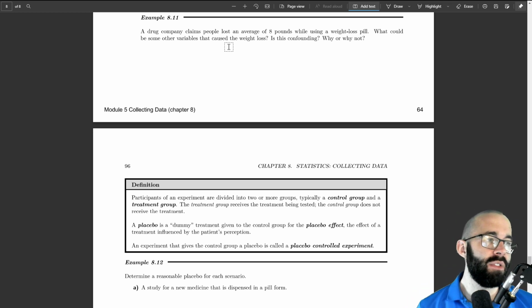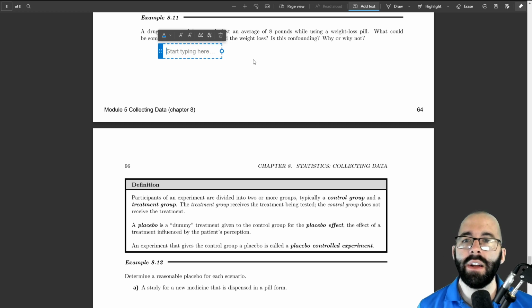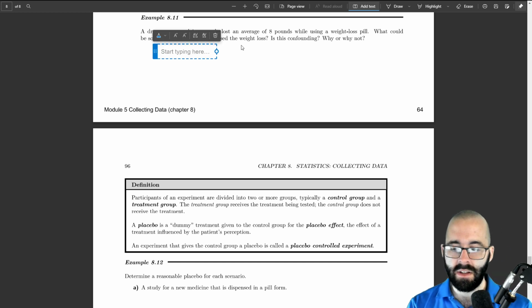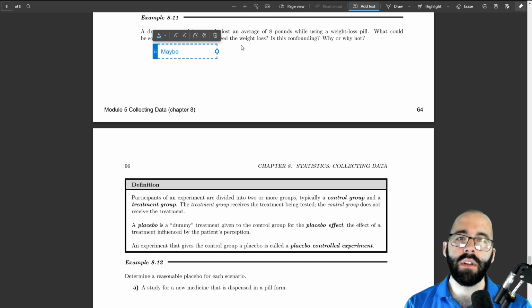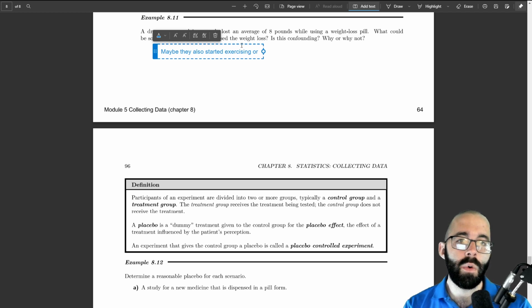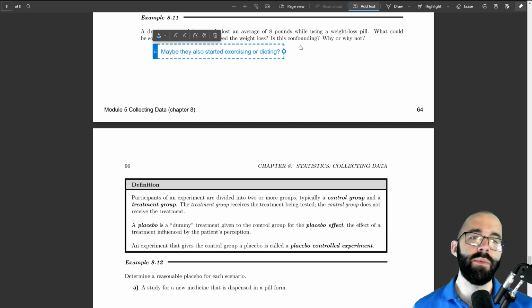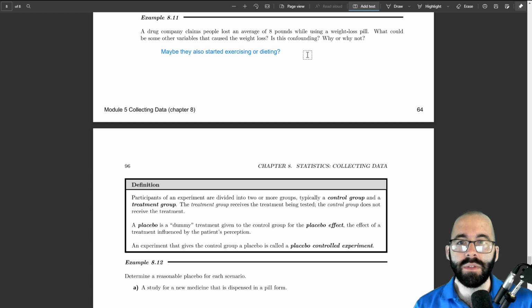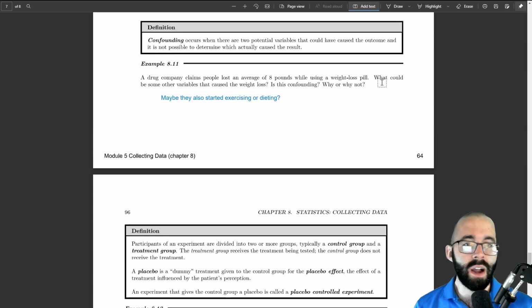Well, if you're taking a weight loss pill, you're probably also more willing to take other measures, right? So maybe they also started exercising or dieting, to supplement with a weight loss pill. How much of this is actually done from the pill? Who knows? And there could be other answers. There could be a lot of answers here. Is this confounding? Why or why not?